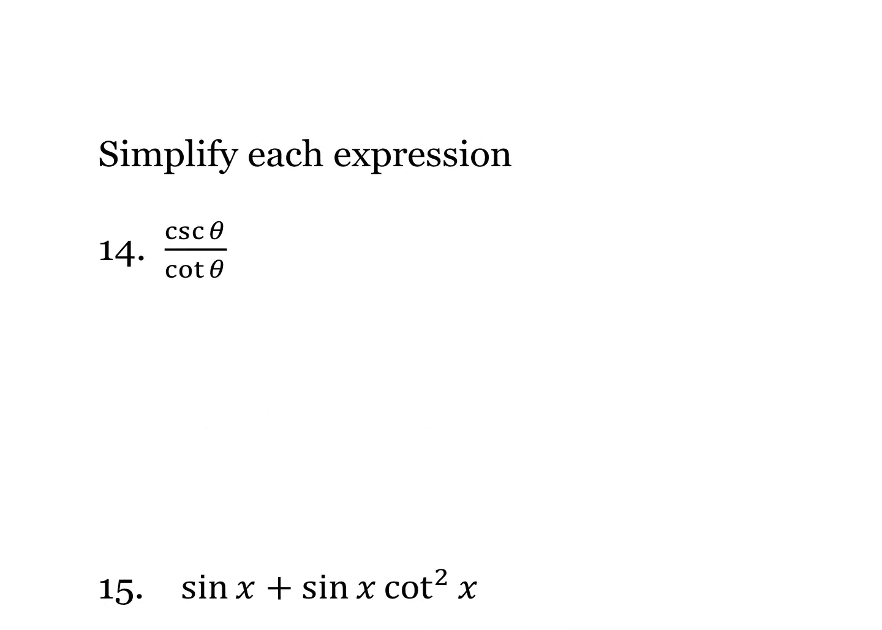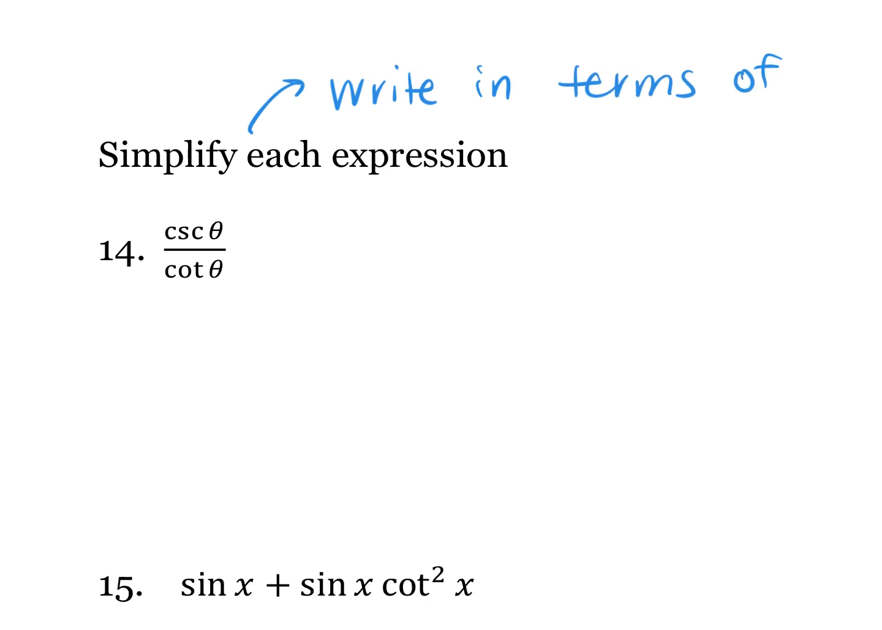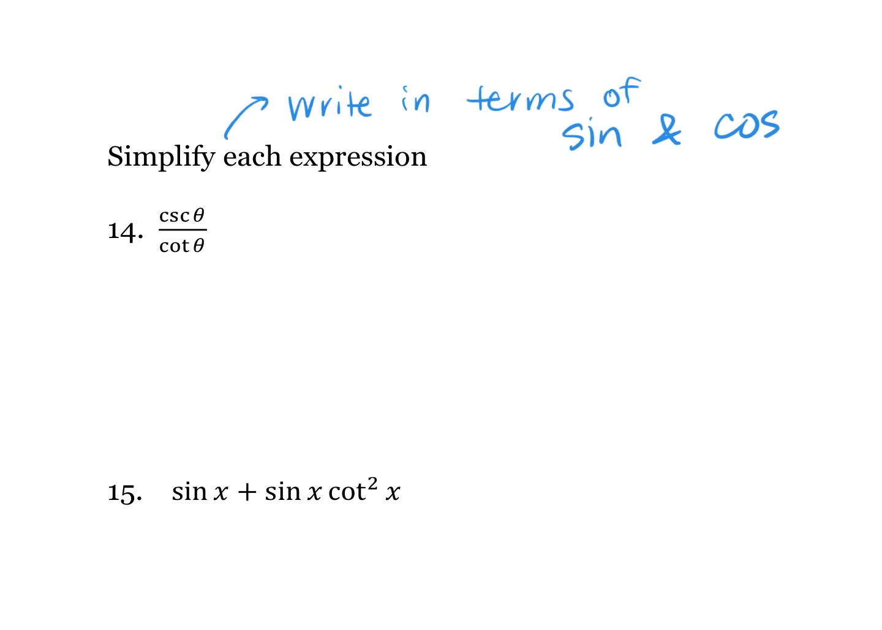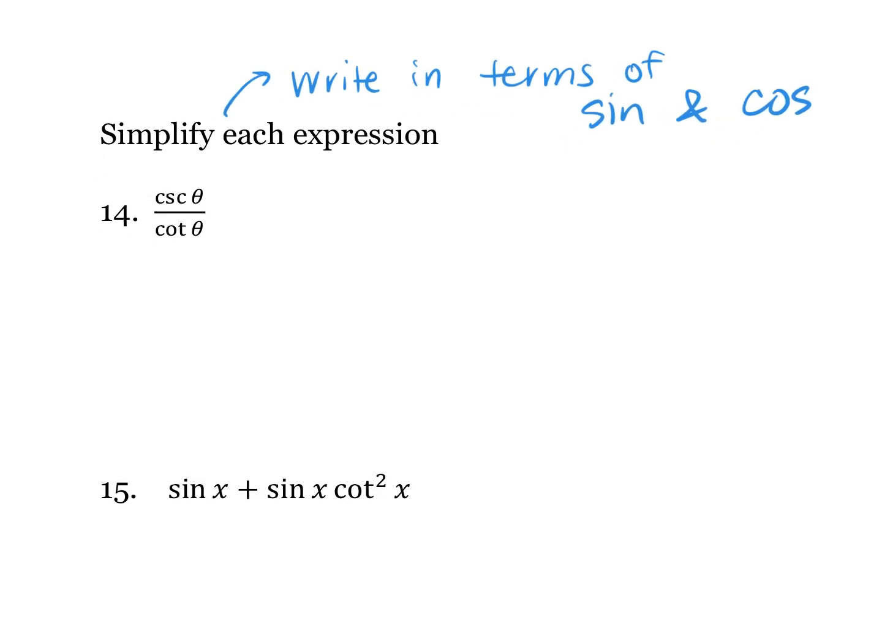It says simplify each expression. Again, maybe you write yourself a note: write in terms of sine and cosine. If you do that, that's a really good step to start. It's going to make your life a little bit easier. How could we write cosecant? 1 over sine.